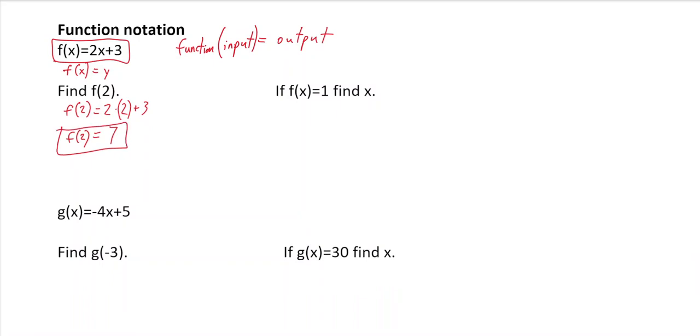Let's try the next one here. Now this is the opposite. It says if f of x equals 1, find x. So f of x equals 1, but it also equals what it says over there, 2x plus 3. Now we can just use regular algebra to solve this. We're going to get the x by itself using opposite operations, opposite BEDMAS. So we're going to minus 3 on both sides. Then we're going to divide by 2 on both sides, and so x equals -1.